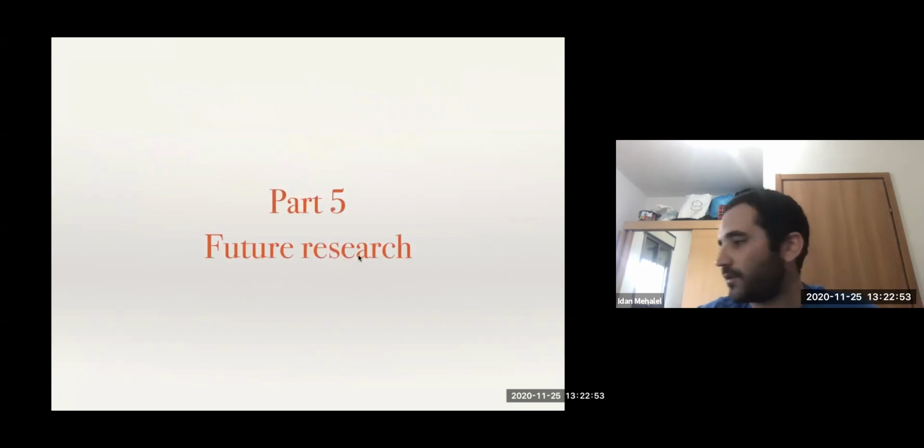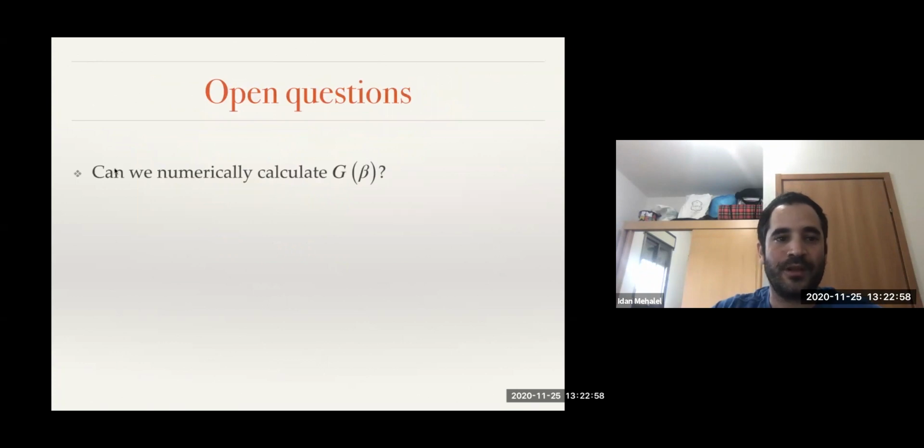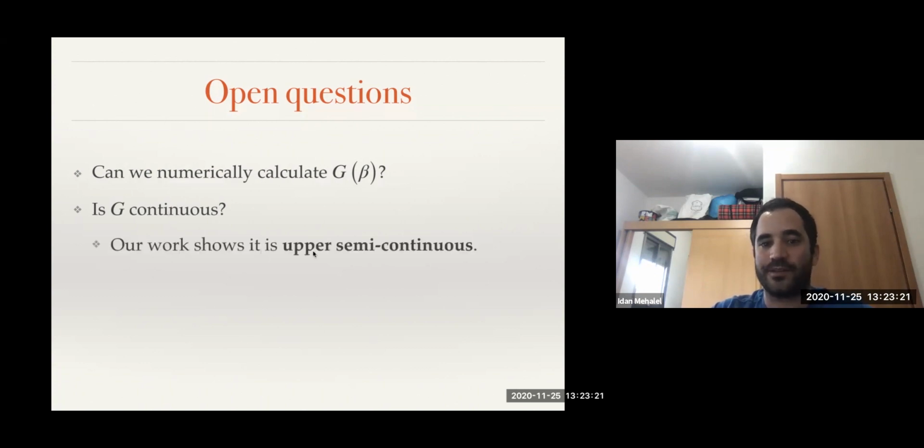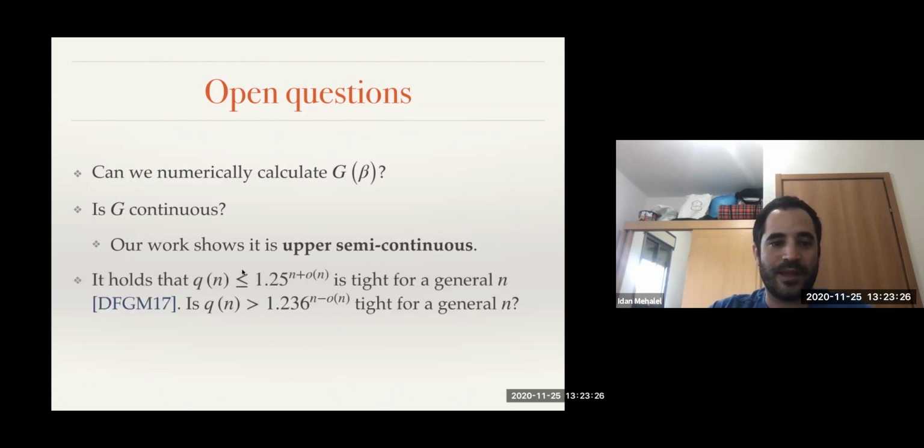So I just want to finish with some open questions for future research. A main open question, of course, is if we can numerically calculate g of beta. If we can do that, we can know the exact, up to sub-exponential factor, numerical value for q of n for any n of any form. And we don't know even more basic stuff. For example, we don't know whether g is continuous. Our work shows it is upper semi-continuous, but we do not know if it is also lower semi-continuous.